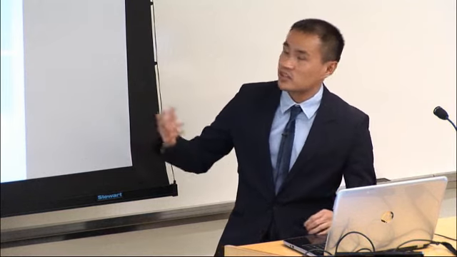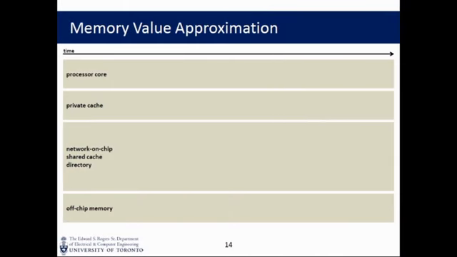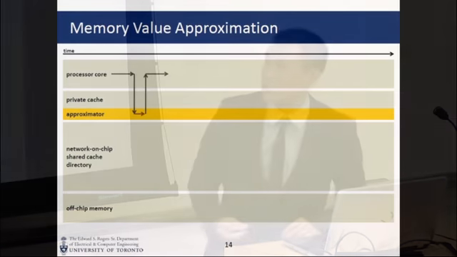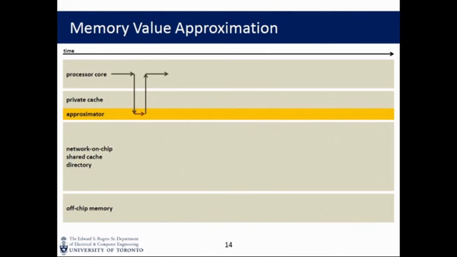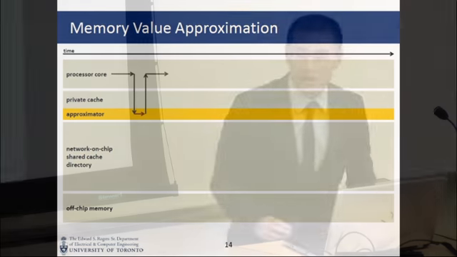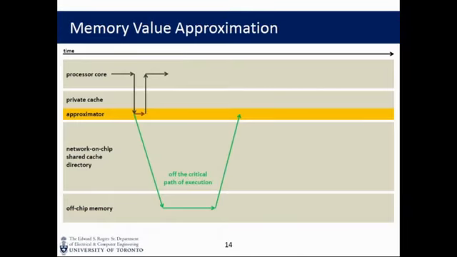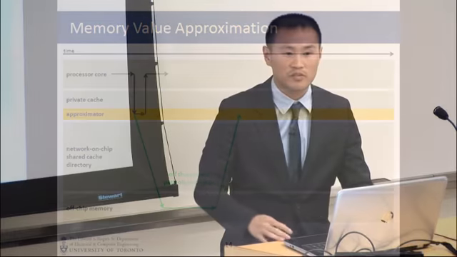And for that, I propose this notion of memory value approximation, where you introduce hardware approximators with your private caches so that now upon a cache miss, you could essentially estimate the value that your application wants to process and feed that directly back to the processor core. And now it could continue executing, and off the critical path of execution, you can then incur that high latency and energy of accessing and retrieving the actual value. And you could simply use that now to train that approximator and allow it to better estimate the values of your data in the future.